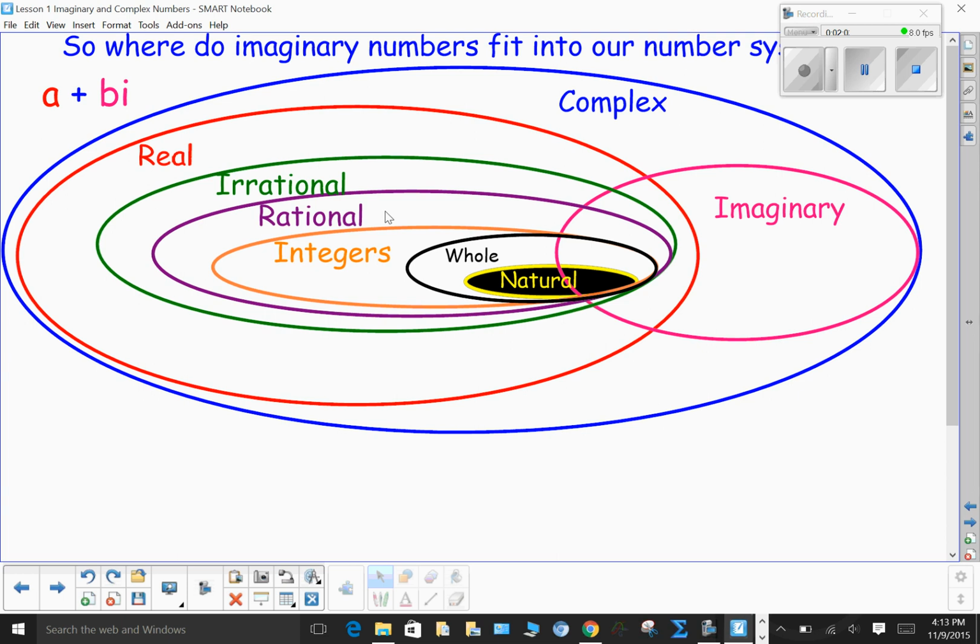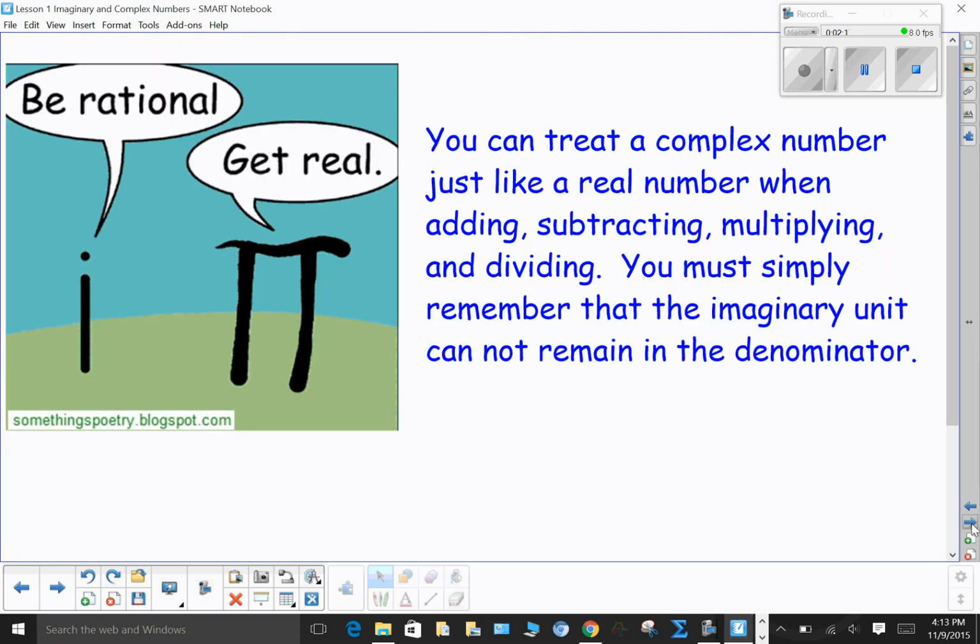Rational, anything that can be written as a ratio of two integers, namely fractions. Decimal numbers that repeat or end. Irrational, numbers that do not repeat nor end. Now, you can treat a complex number just like a real number when adding, subtracting, multiplying, and dividing. You must simply remember that the imaginary unit cannot remain in the denominator. That's because the imaginary unit is the square root of -1, and we've already determined that we remove all radicals from the denominator.